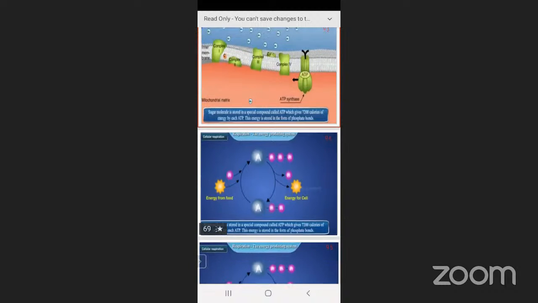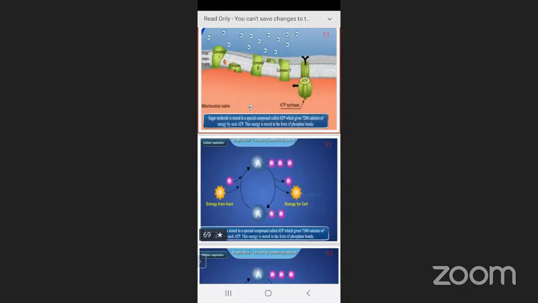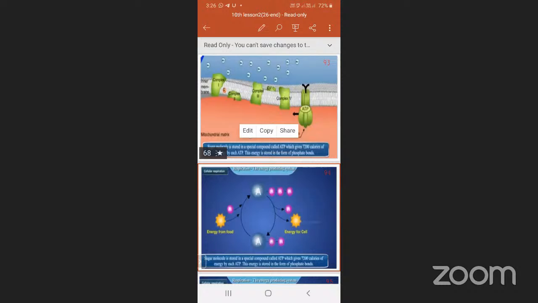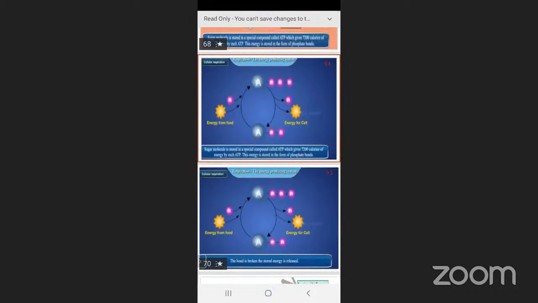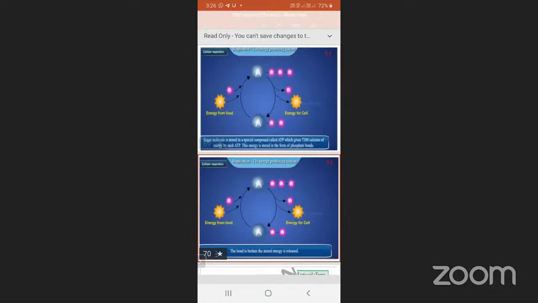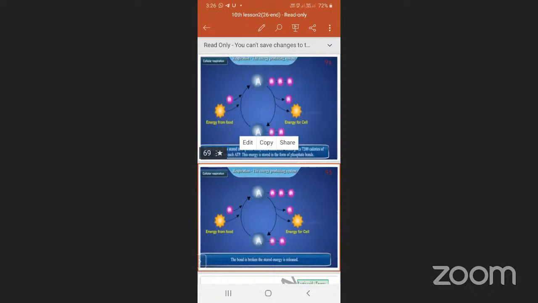Okay, how is it stored? The energy is stored in the form of phosphate bonds. The sugar's energy is stored in a special compound called ATP, which gives you 7,200 calories of energy by each ATP, stored in the form of phosphate bonds. Then when the bond is broken, the stored energy is released.